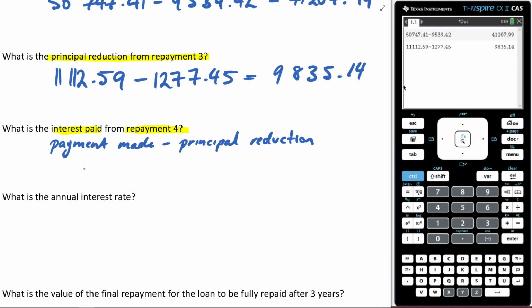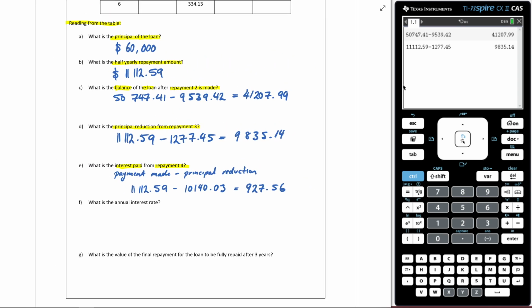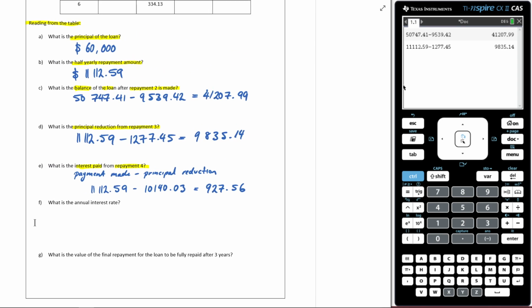So that means we're going to go 11112.59 minus 10140.03, which is going to be 972.56. All right, and next one. It says, let's get the highlighter.